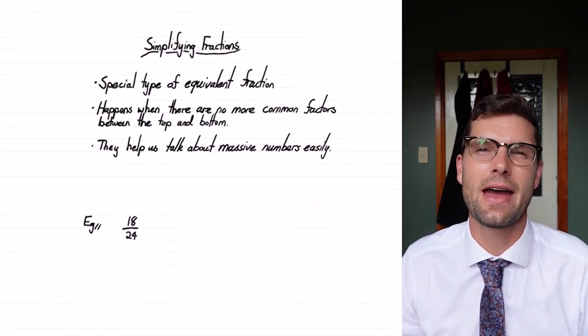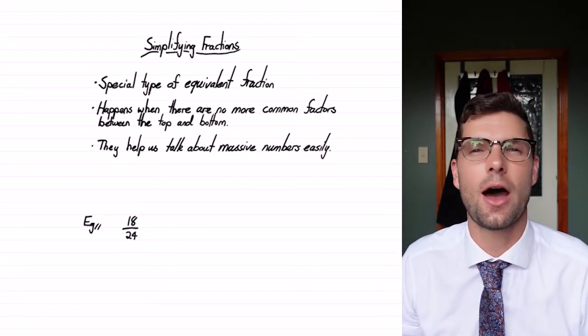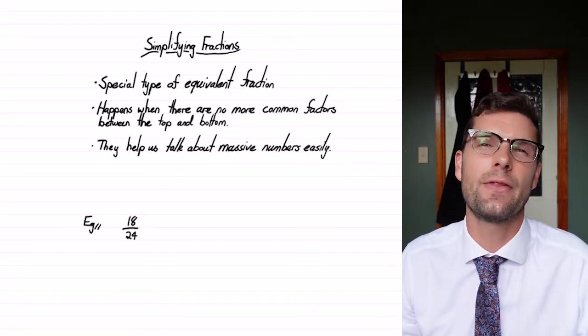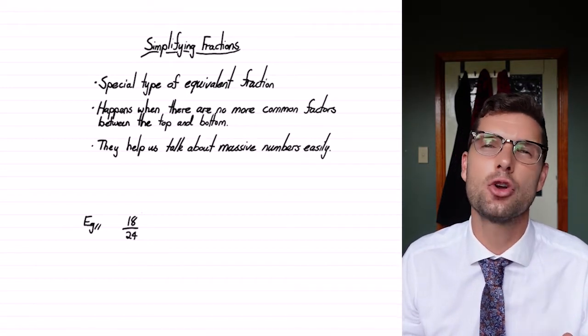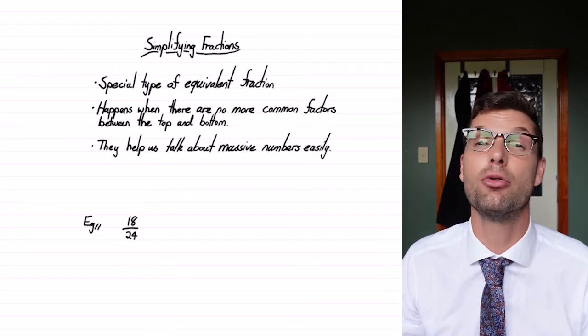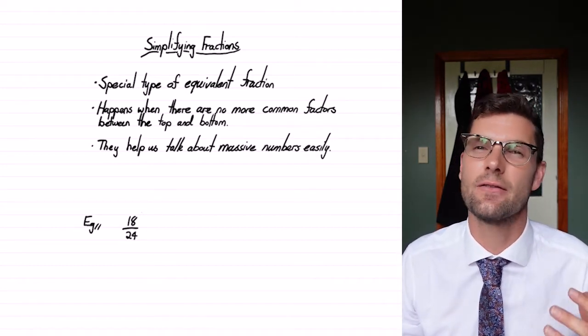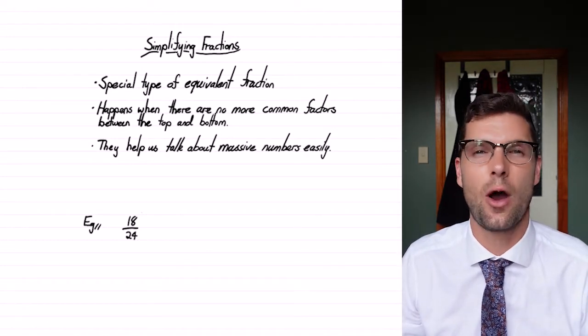Today we're going to be talking about simplified fractions. Simplified fractions are just a special type of equivalent fraction, and the thing that sets them apart is that there is no common factor between the top and the bottom numbers. So they can't be broken down any further. And these are really important because they help us imagine really big numbers quite easily.